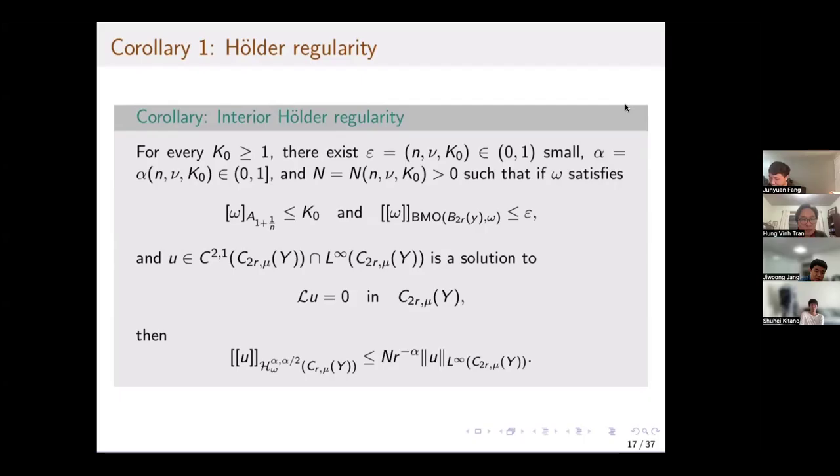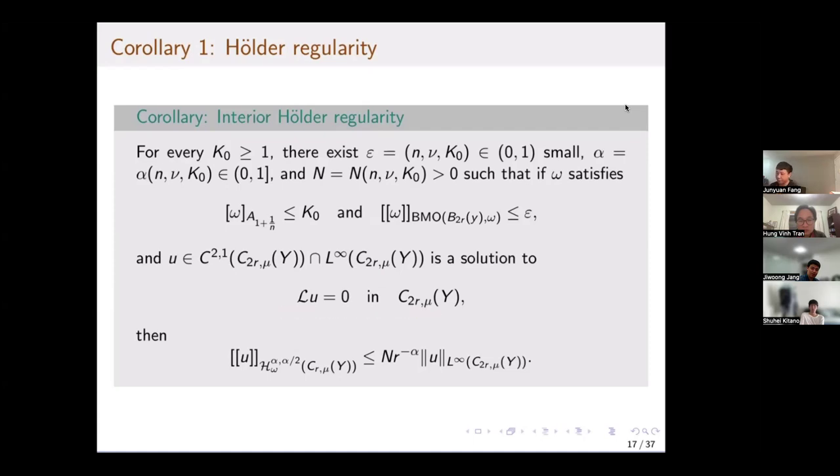The series for every k naught, we try to control the A_{k+1} of n number. There exists some epsilon depending on these three parameters, small alpha between 0 and 1 and constant n, such that if this omega, the weight, satisfies the first condition, the second condition, then U is a bounded solution in this weighted cylinder to this equation.